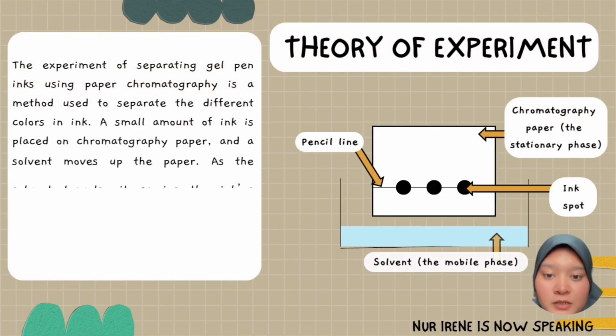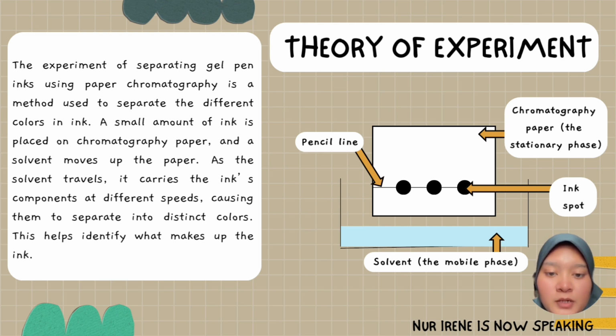Theory of experiment. The experiment of separating gel pen ink using paper chromatography is a method used to separate the different colors in ink. A small amount of ink is placed on a chromatography paper and a solvent moves up the paper. As the solvent travels, it carries the ink's component at different speeds, causing them to separate into distinct colors. This helps identify what makes up the ink.